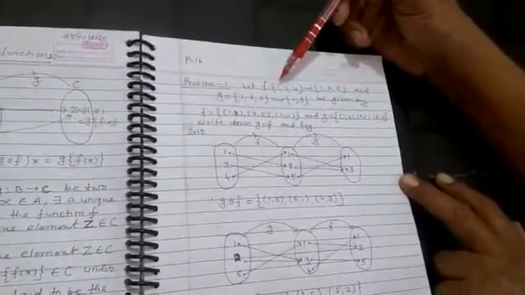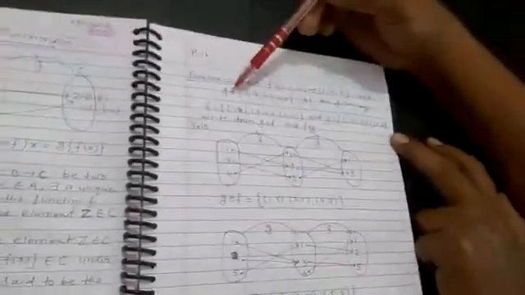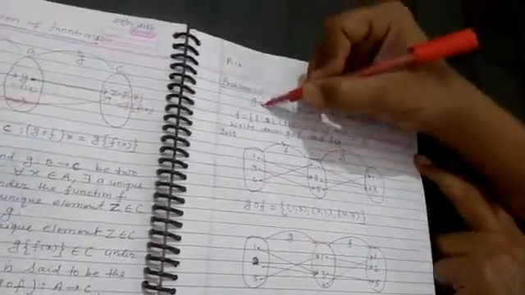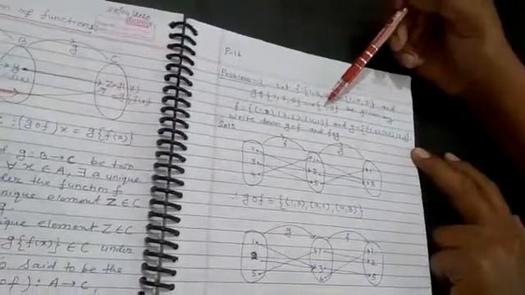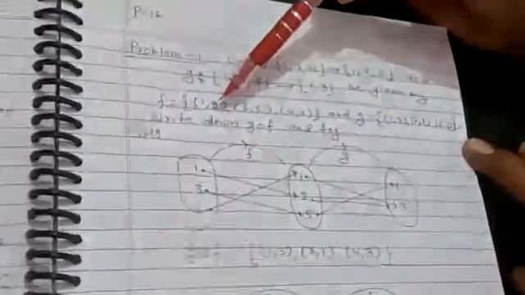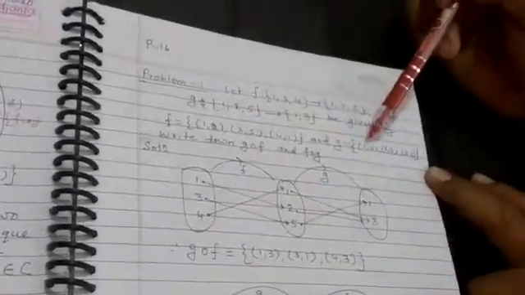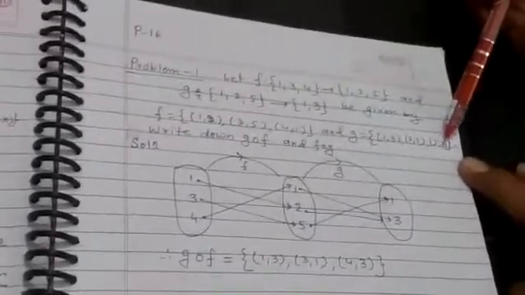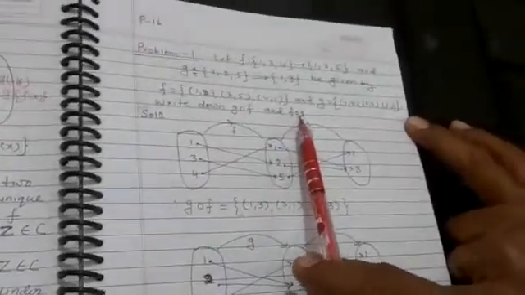Now, this is a problem. Let f be defined from the set having elements 1, 3, 4 to another set having elements 1, 2, 5, and g defined from the set having elements 1, 2, 5 to the set having elements 1, 3. f is given by the ordered pairs (1, 2), (3, 5), (4, 1), and g is given by (1, 3), (2, 3), (5, 1). Write the results of gof and fog.